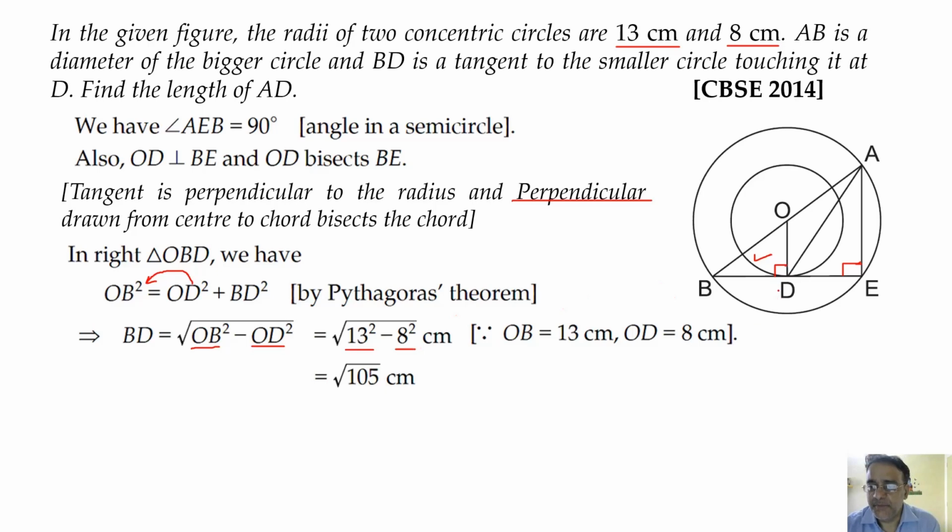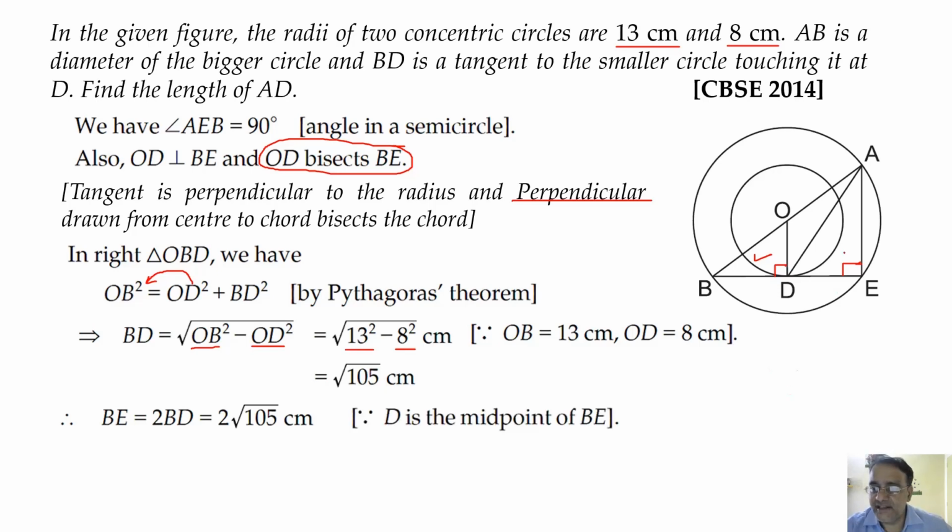Now BE is 2 times BD. Already we mentioned that here OD bisects BE. So therefore BE is equal to 2 times BD. That means 2 times root over 105 centimeter. Right. Now in triangle AEB, see this triangle AEB, full triangle. What is the value of AB? Diameter of the bigger circle. What is the value of AB? 26 centimeter. Very good, 26 centimeter.